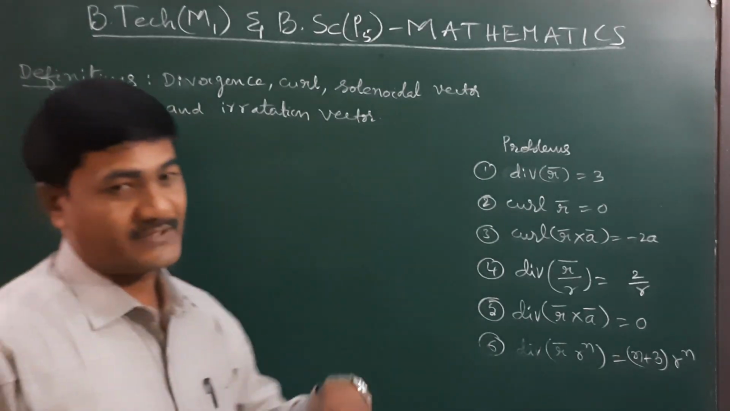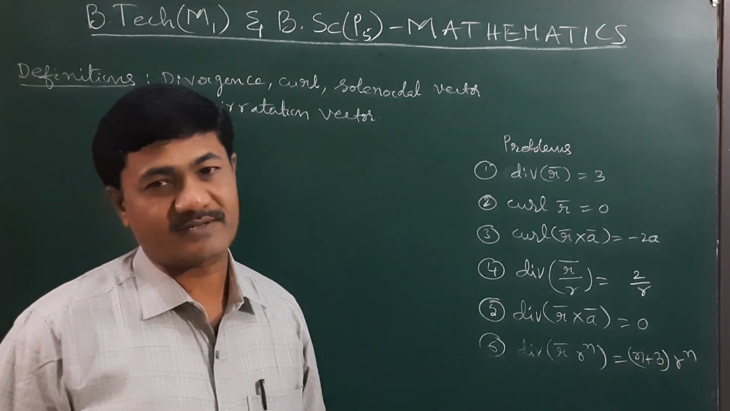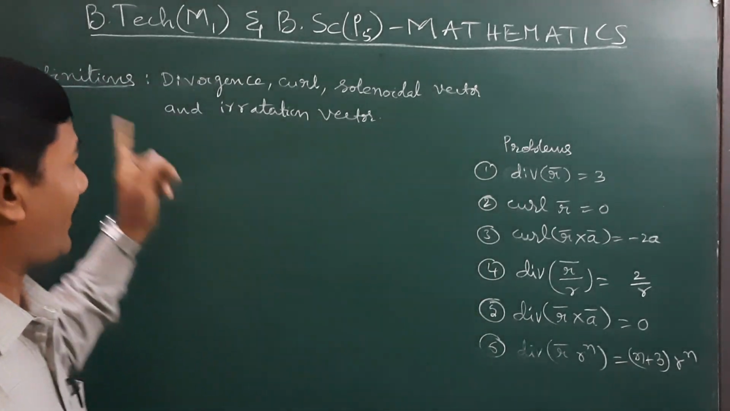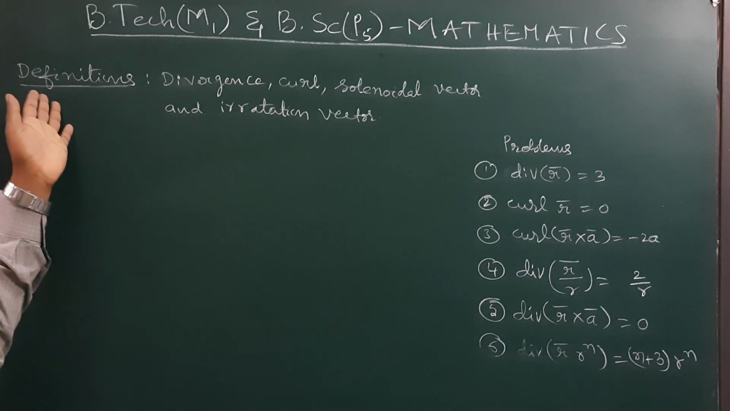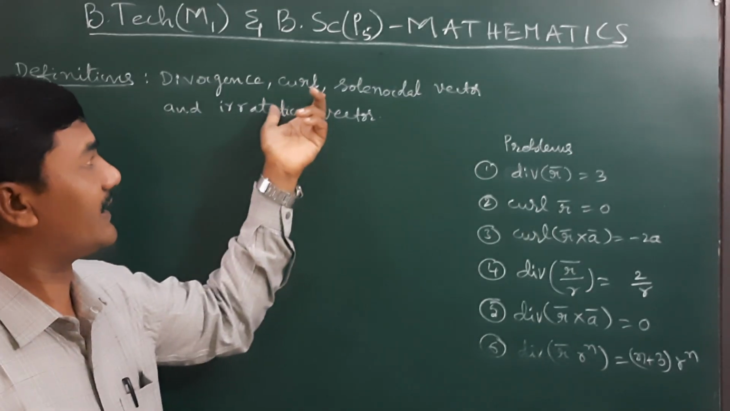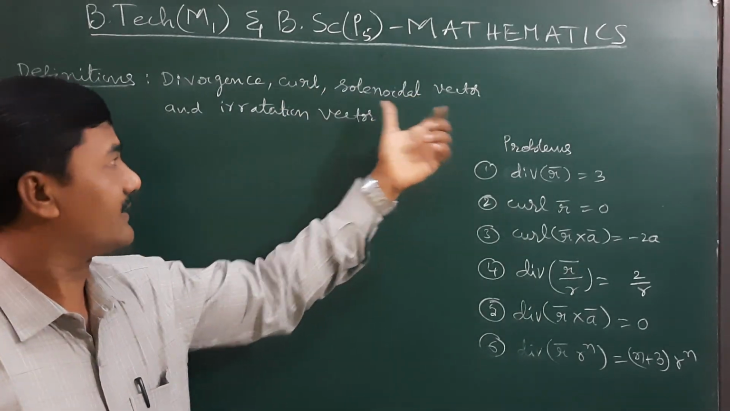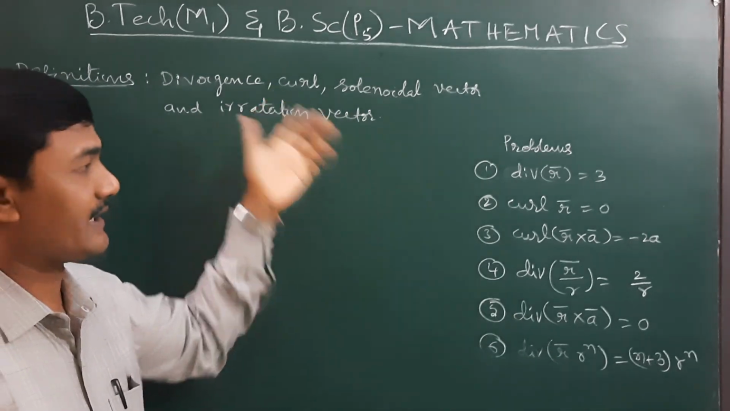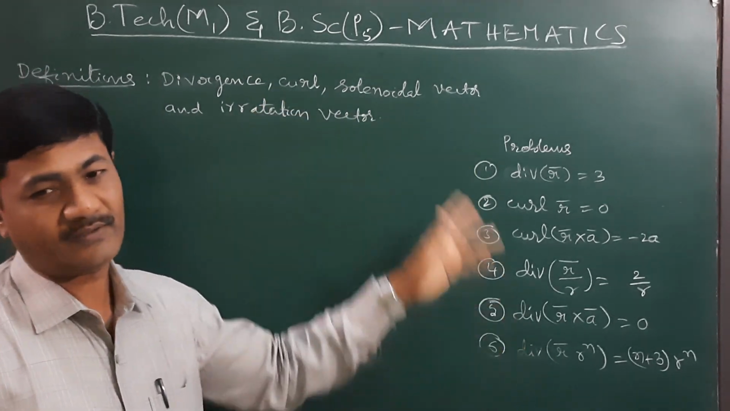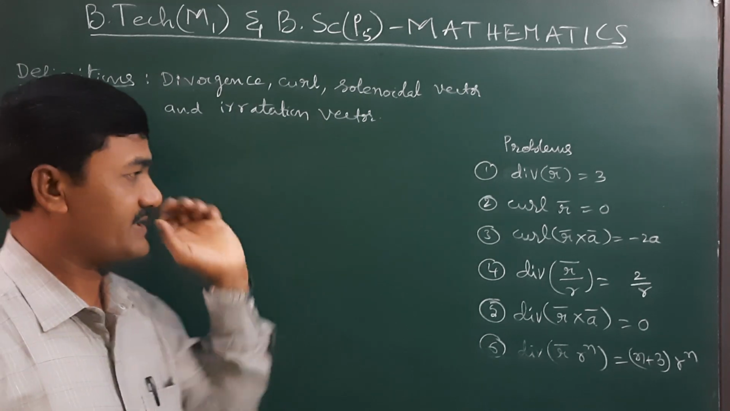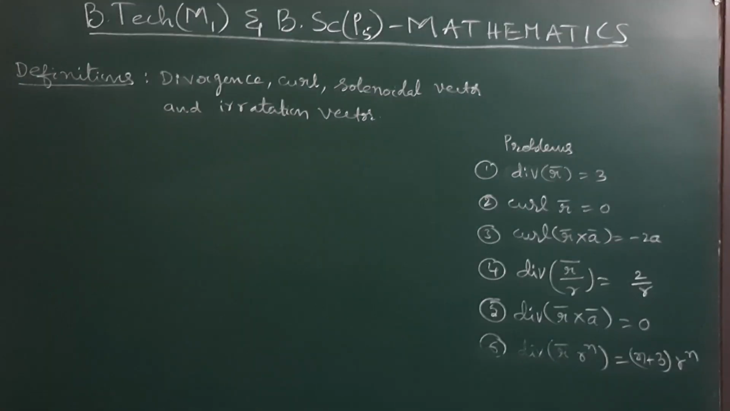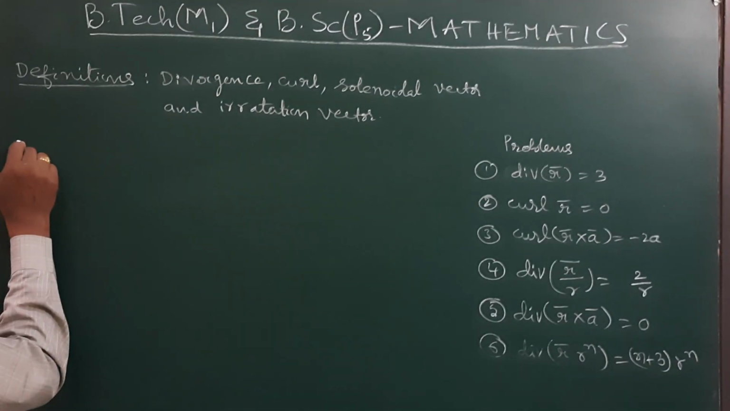So, in the earlier class, we already discussed some important points on vector calculus. Today we will discuss the definitions of divergence, curl, solenoidal vector, and irrotational vector, and then solve problems on these three definitions only. First of all, the divergence of a vector.